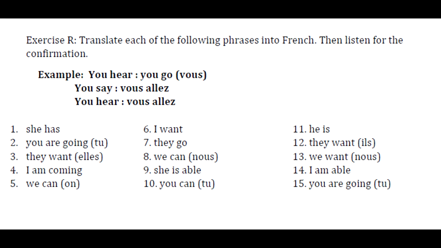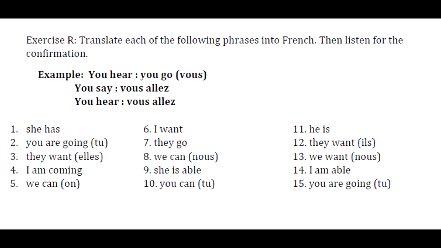Exercise R. Translate each of the following phrases into French. Then listen for the confirmation. For example, you hear you go, vous. You say vous allez. You hear vous allez. Number 1. She has. Elle a. 2. You are going, tu. Tu vas. 3. They want, elles. Elles veulent. 4. I am coming.